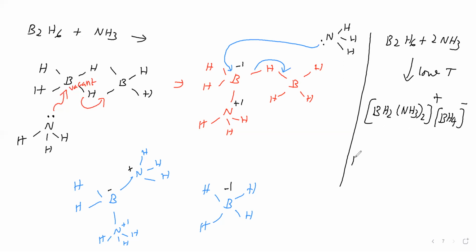Simply we can write this equation as B2H6 with ammonia at low temperature gives B2H6·2NH3. Like this also we can write. But this B2H6·2NH3 is in a complex form. This complex is [BH2(NH3)2]+ cation and BH4- anion. Then this complex on further heating to 200 degrees Celsius gives borazole. This complex on further heating to 200 degrees Celsius gives what compound, borazole. That we'll see.